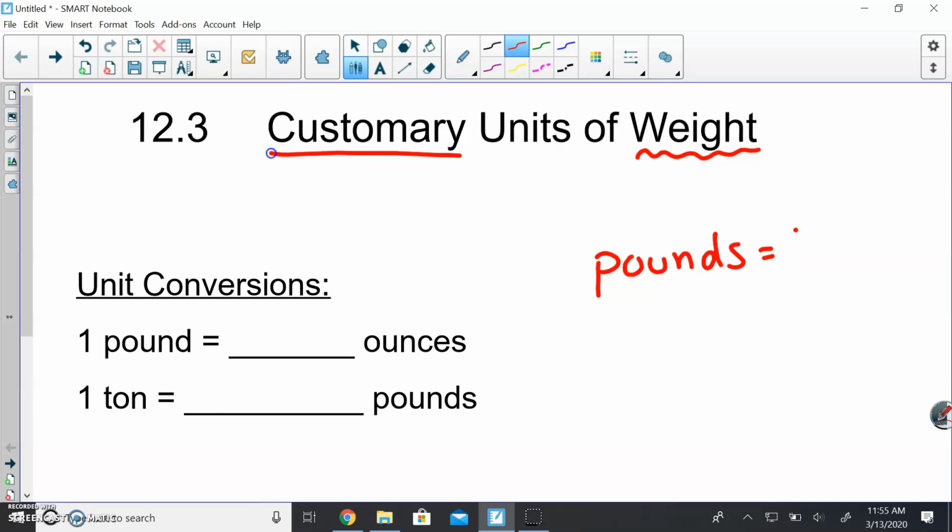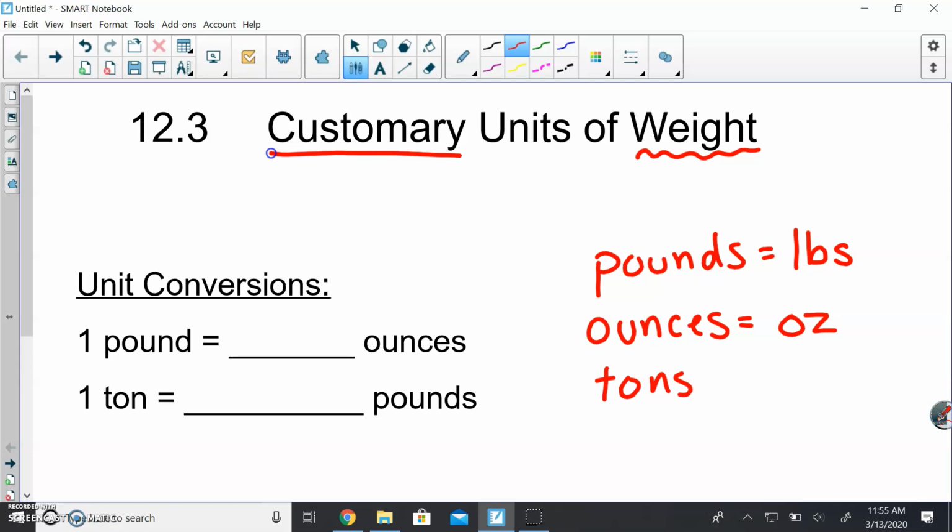which can be abbreviated as LBS. Yes, I know it's a strange abbreviation. Apparently it comes from the Old English something or other. I don't know why it is that way, but that's our abbreviation for pounds. We have ounces, which is abbreviated as OZ, and we have tons, which is just written as tons. There is not an abbreviation.